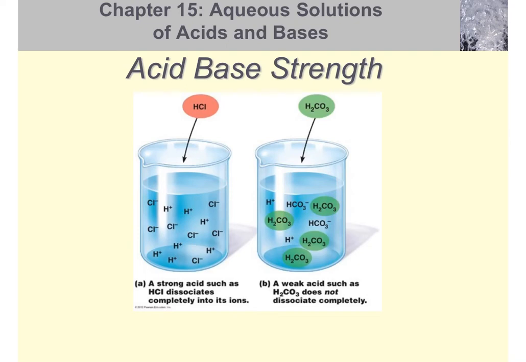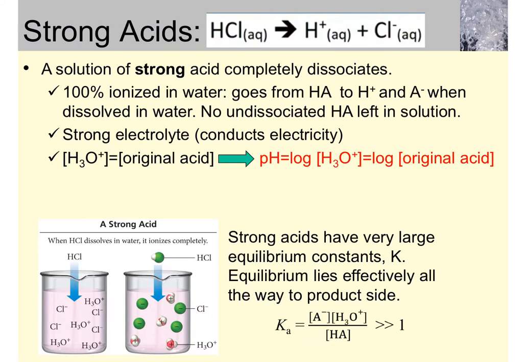This is the second lecture from chapter 15, all about acids and bases. And this particular lecture explains why some acids and bases are weak and others are strong. By definition first, a strong acid is one that completely dissociates in water.